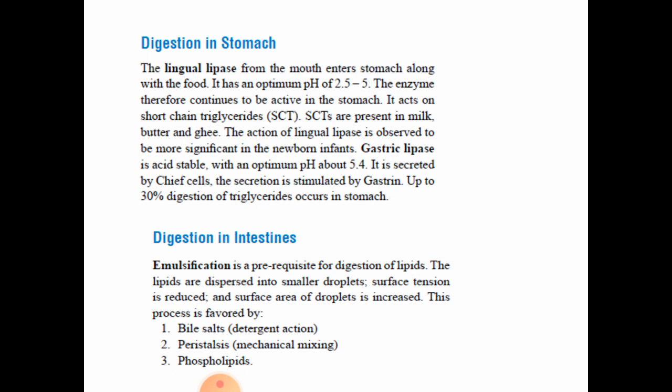Next is gastric lipase, which is also acid stable, having an optimum pH of around 5.4. It is secreted by the chief cells and stimulated by gastrin, and it helps in up to 30% of the digestion of triglycerides occurring in the stomach.